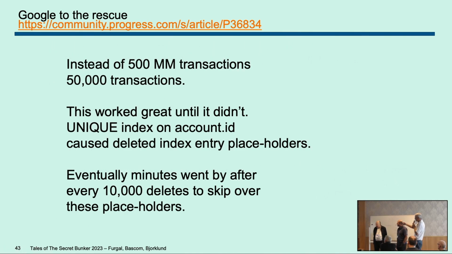Because the theory behind that is instead of 500 million transactions, you go down to 50,000 transactions. And it works really good until it doesn't. Basically, you're deleting data and you're causing index entry placeholders to be put in place. And eventually, as you go through it, it starts taking longer and longer and longer to get to the next record that you want to delete. And that's the part where it worked good until it didn't.